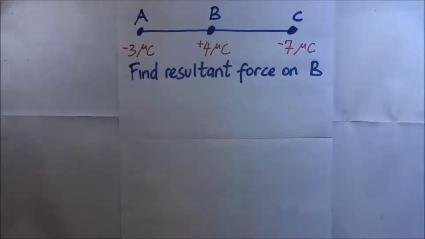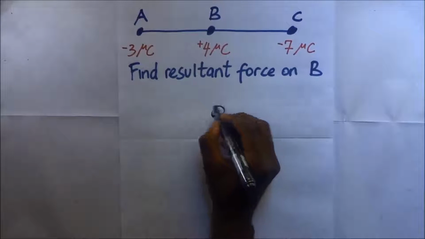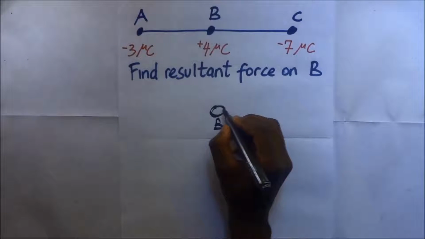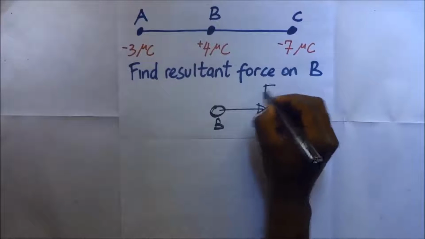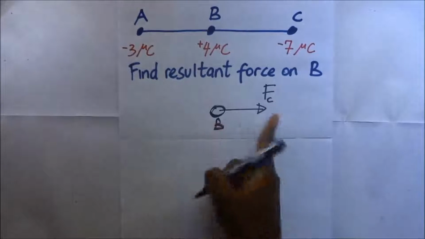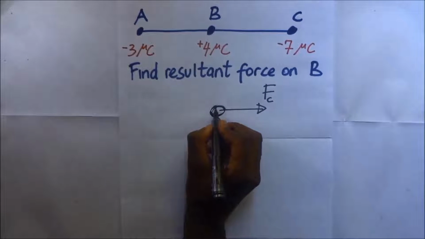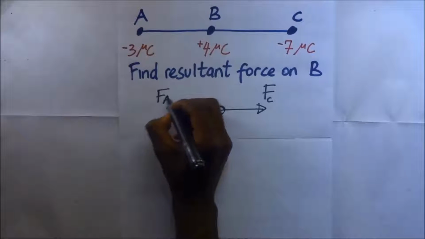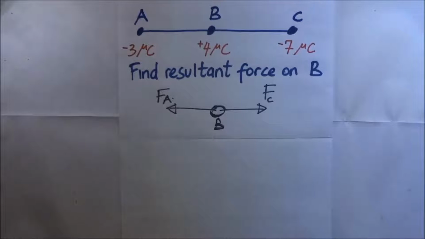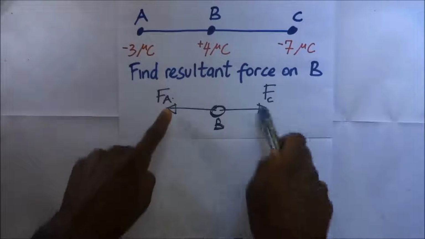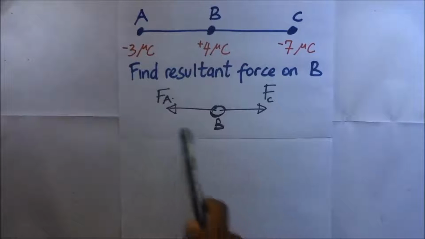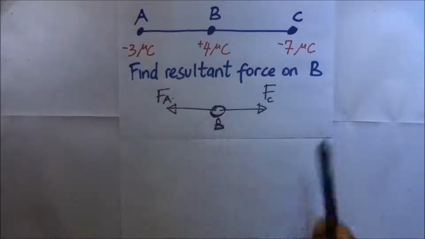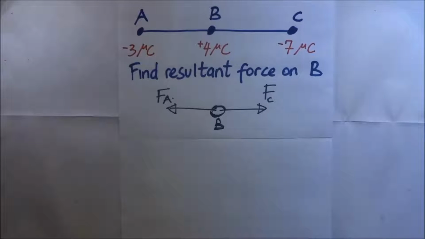It means that if that is B, it is experiencing a force due to C in that direction, a force of attraction towards C, and it is also experiencing a force of attraction due to charge A. And now our job is to find the resultant due to these two forces. So we shall first find the force due to A, get the force due to C, and then we find the resultant by subtracting. The greater force is the one that takes the day.